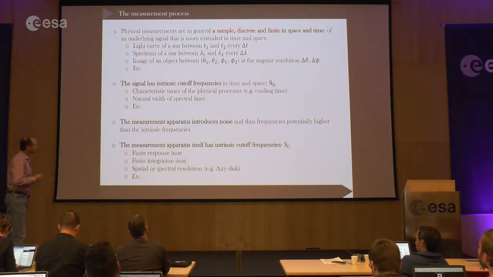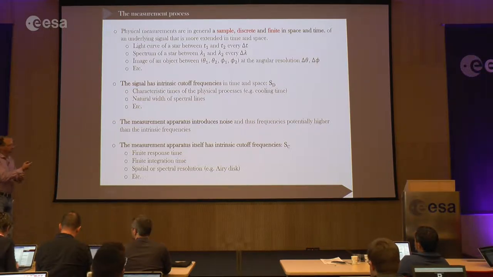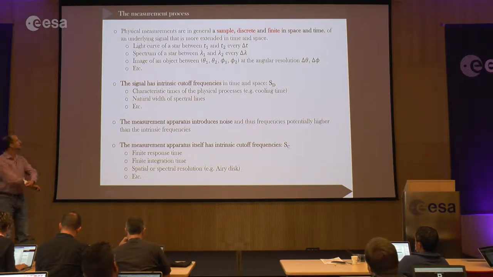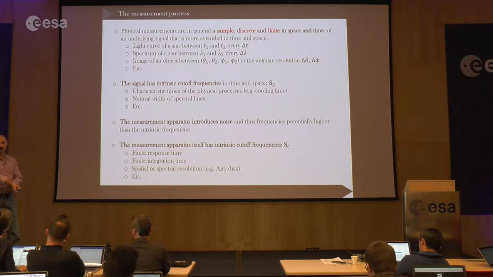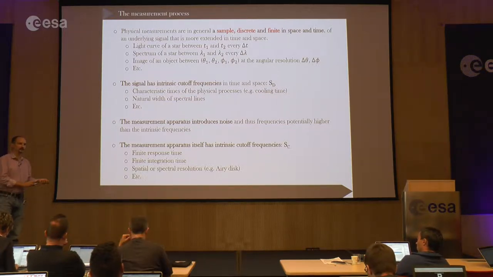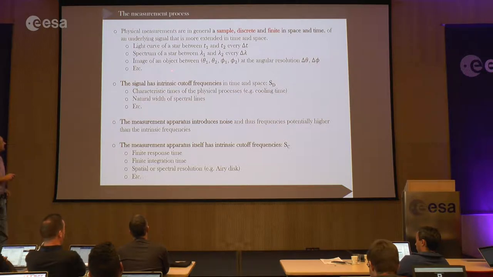All right. So, a few words on measurements. Physical measurements are usually a sample of a signal that you can consider as an underlying infinite, continuous signal. But in fact, you are only using a sample that's discrete and finite in space or time or whatever dimension you are considering. Okay. So that can be a light curve between T1 and T2 every delta T that you're measuring.